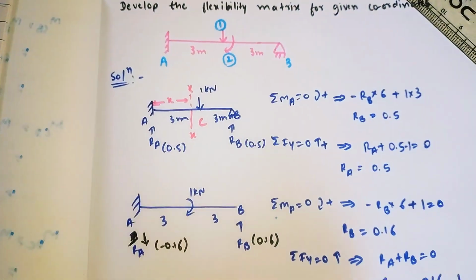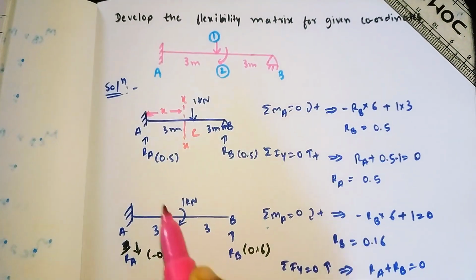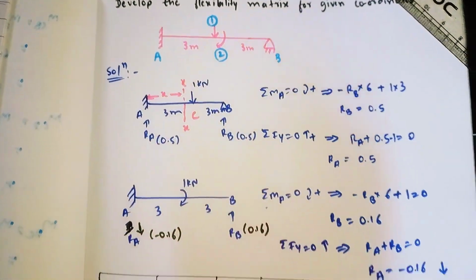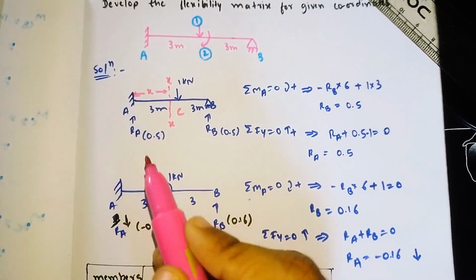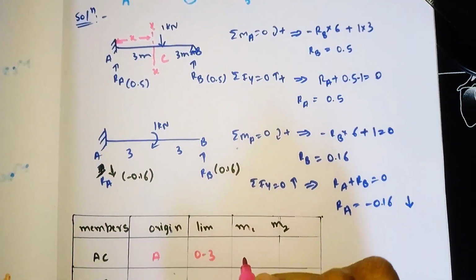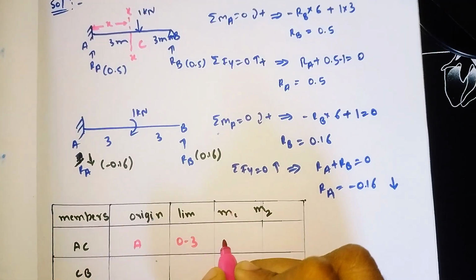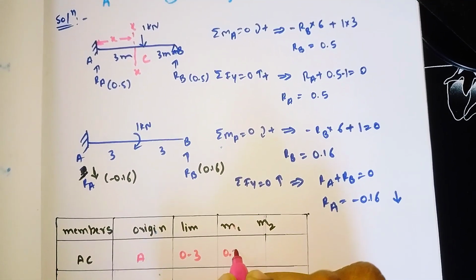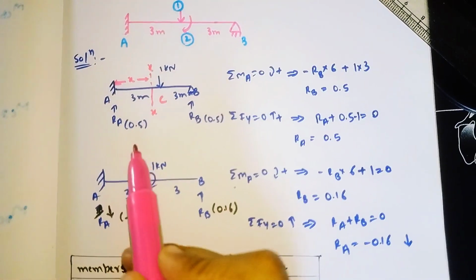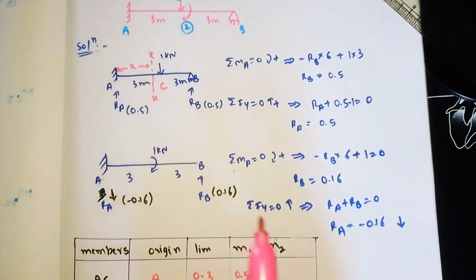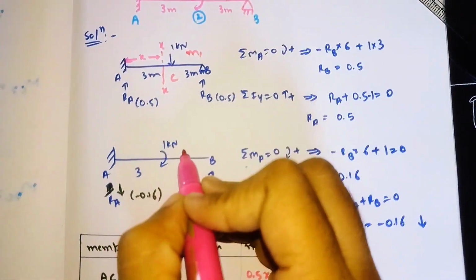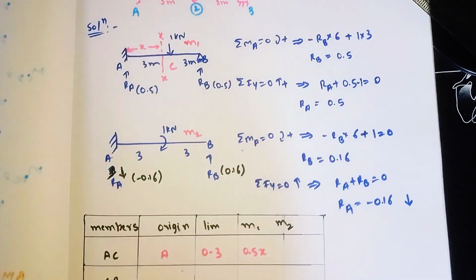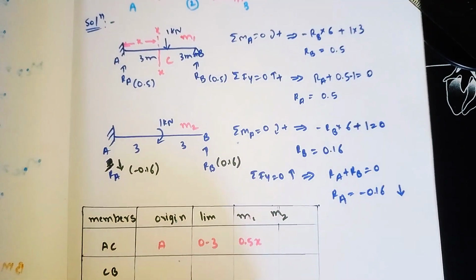So here our m1 becomes, our intensity is 0.5, so 0.5 into x. It is moving upward, so for forces above the section we need to take the positive. So 0.5 into x, at a distance of x, here the intensity is 0.5. Similarly, this diagram we will call m1, the bending moment of coordinate 1, and this is called m2, the bending moment of coordinate number 2.